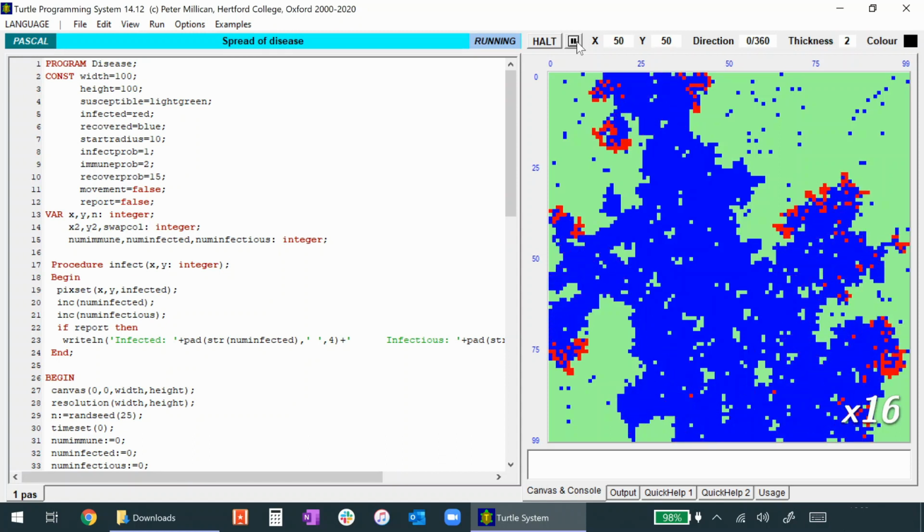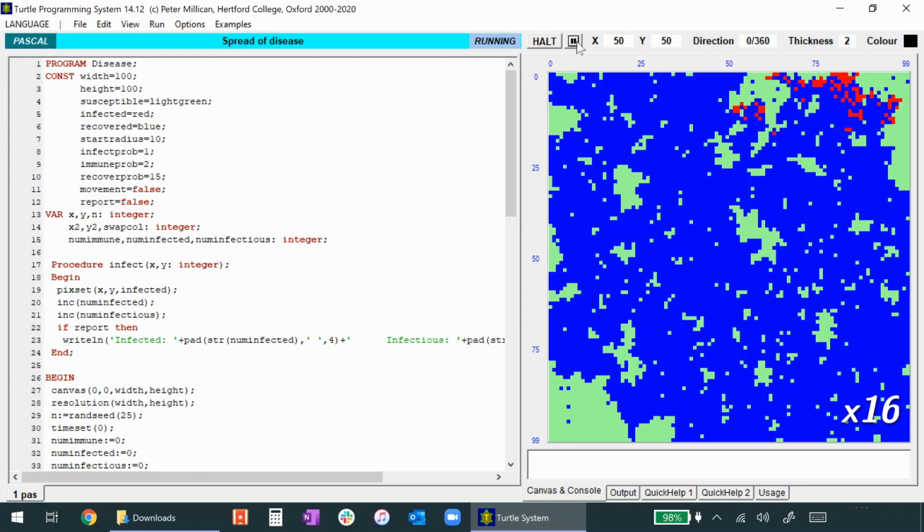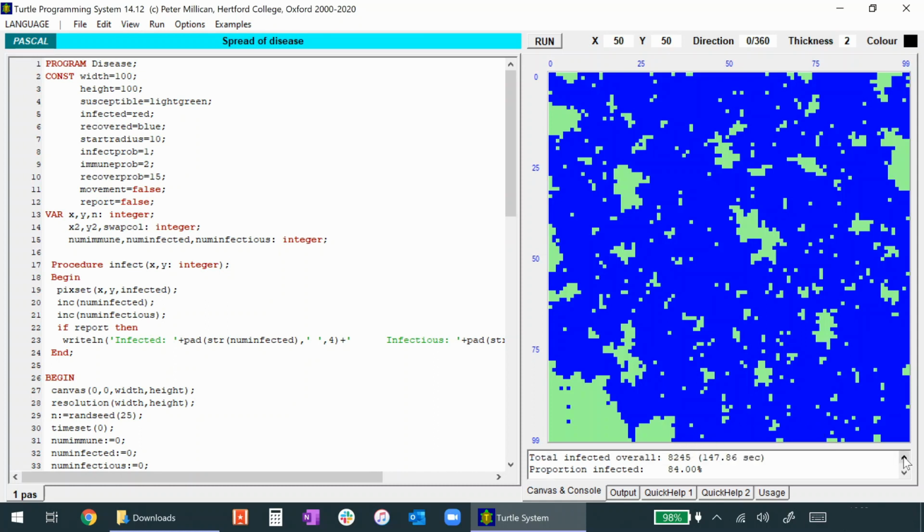And the simulation will keep doing this until it runs out of infected cells. At this point, the disease has run its course and there can't be any more infections. The model then tells us what proportion of the 100 by 100 cells, that is our population of 10,000 people, got the disease. So that's what the model does.